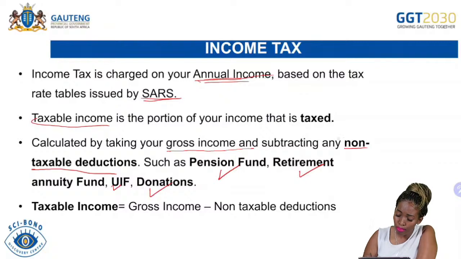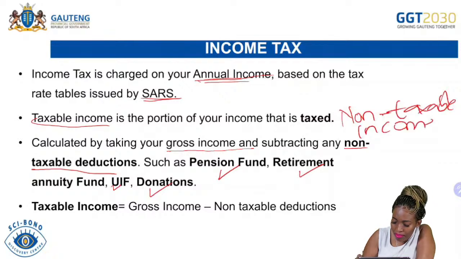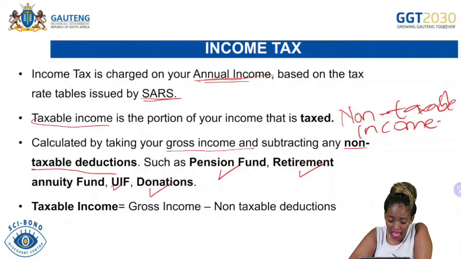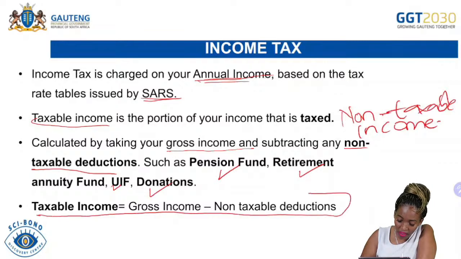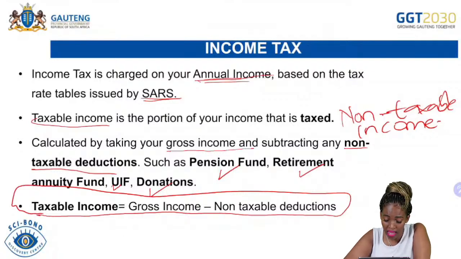Please take note, some books will say non-taxable deductions, others will say non-taxable income. So whether it's non-taxable income or non-taxable deductions, it doesn't matter. At the end of the day, none of them is liable to tax. You must first subtract them, and then after you have subtracted them, you can calculate an individual's tax. So now it is summarized in a formula like this: taxable income is equal to gross income minus your non-taxable deductions.